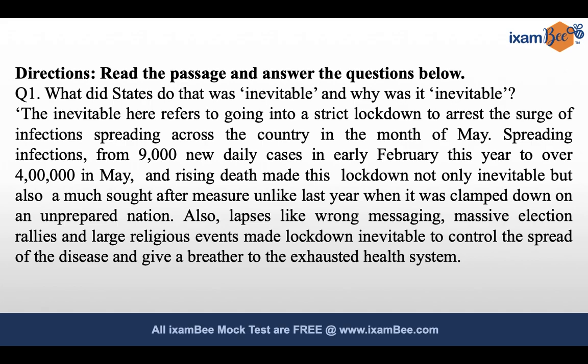And also what else led to the inevitable? People wanted it. There were rising death rates and infections were surging. Also because a lot of wrong messaging was going around. There were political rallies and large religious events. If you don't stop them, our healthcare system would be collapsing because it was exhausted. It needed a breather. Yes? And this lockdown provided the much required respite to the collapsing health system. So what I saw in the passage, I picked up the information and I wrote it in my own words.